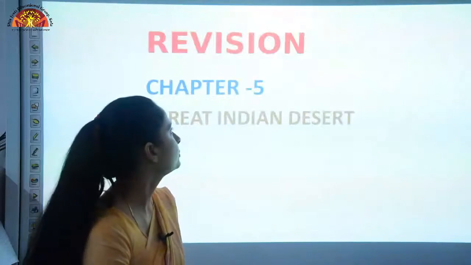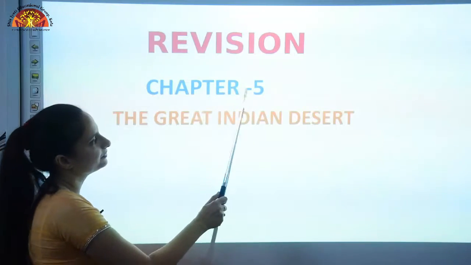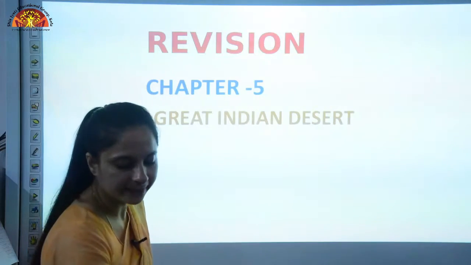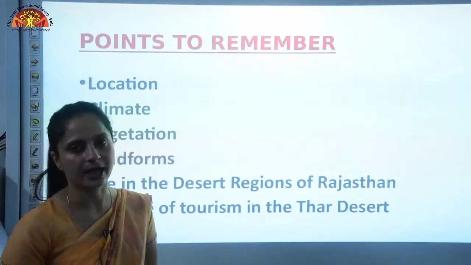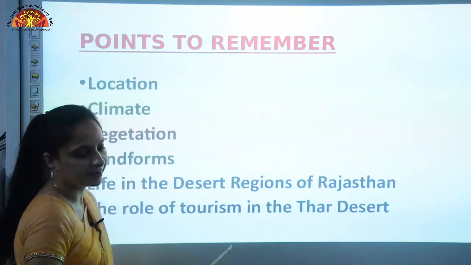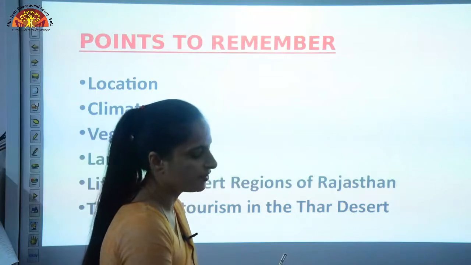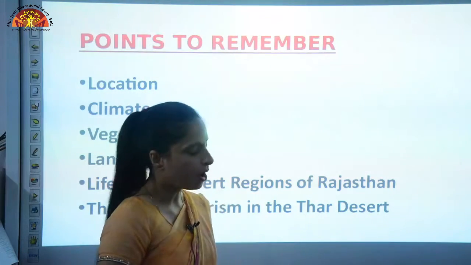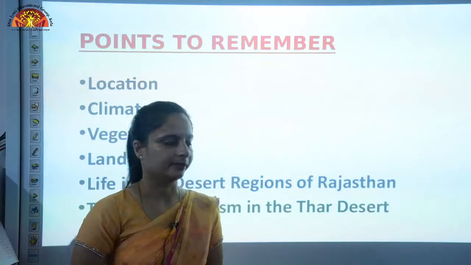Today we are going to have revision of chapter 5, the Great Indian Desert. We will be recapitulating the points covered in the chapter through points to remember. First we learnt about location. To the west of the northern plains lies the Great Indian Desert or the Thar Desert.